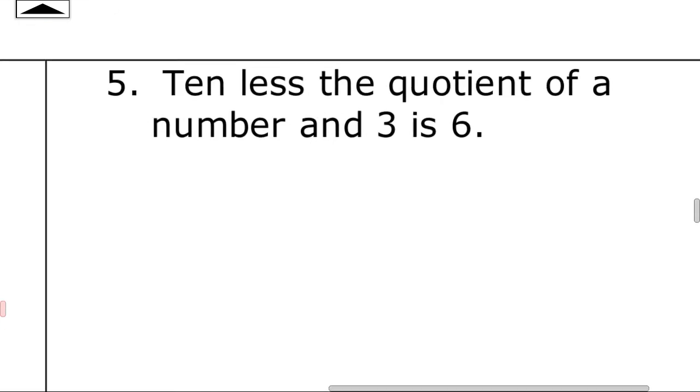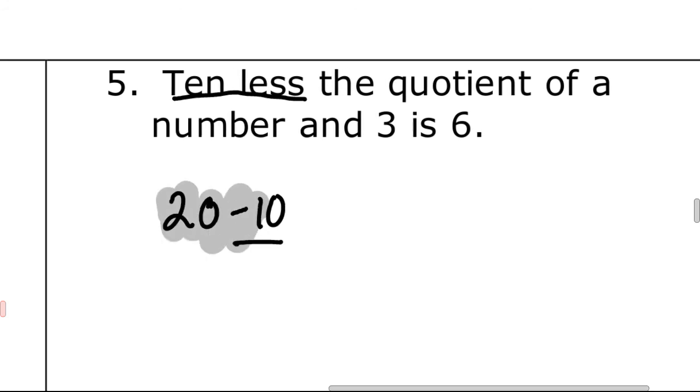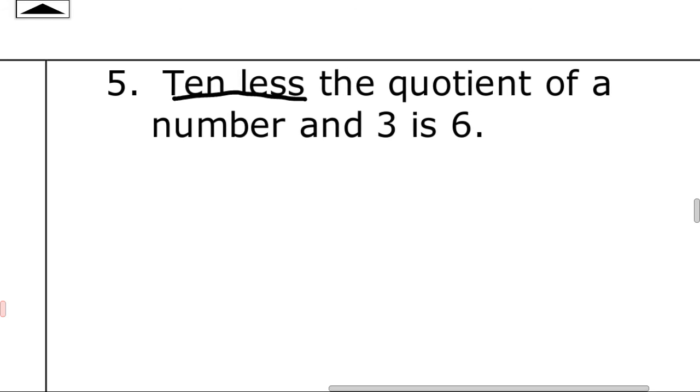10 less than the quotient of a number and 3. Let's start with, just because this comes first doesn't mean the 10 comes first. You've got to kind of think about what it means. It says 10 less than something, right? If I had 10 less than 20, wouldn't it be 20 minus 10, because it's 10 less than 20? Same thing here. 10 less than this quotient of a number and 3.